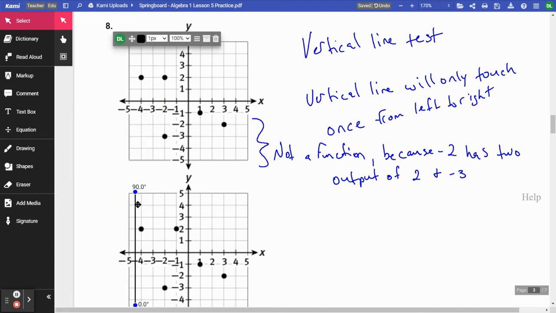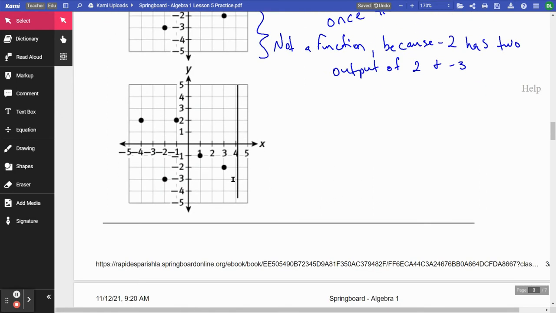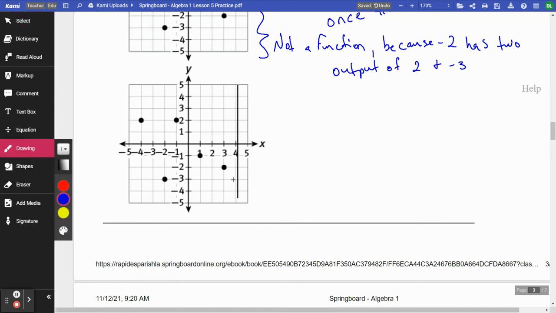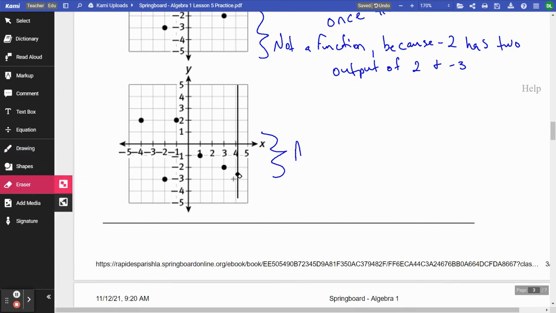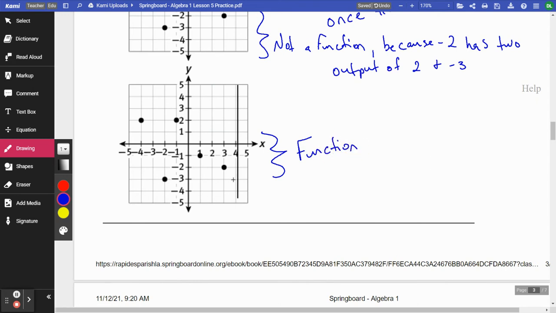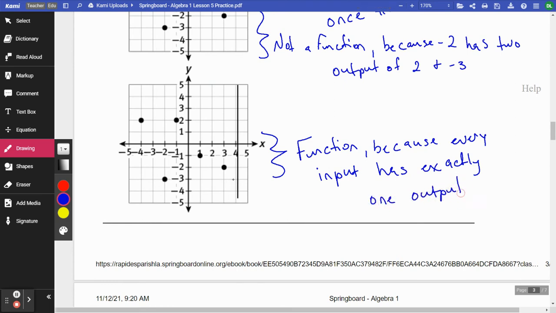All right, so taking my vertical line and going from left to right down here, at no point does this vertical line touch the graph more than once. So this graph, that one is a function. I don't know what I was trying to write there. It's a function, because every input has exactly one output.